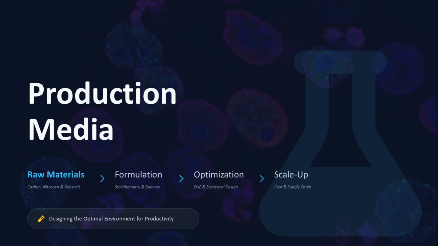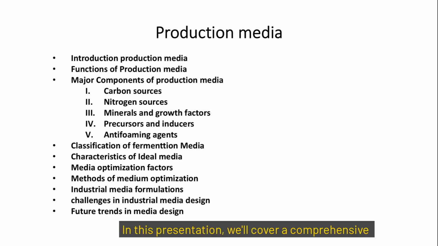In industrial practice, media must satisfy biological needs and at the same time remain economically feasible, scalable, reproducible, and safe. This lecture will explain what production media is, what functions it performs, what components it contains, how it is optimized, and how it is selected for real industrial processes. In this presentation, we'll cover a comprehensive range of topics related to production media, including its introduction, functions, major components, and classification. We'll also discuss challenges and future trends in media design.